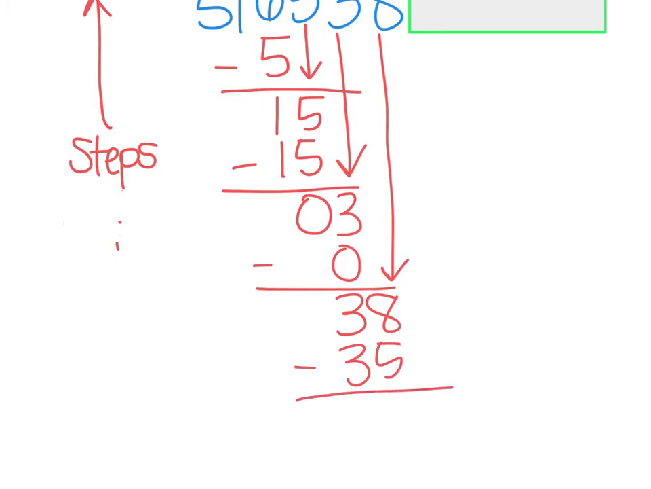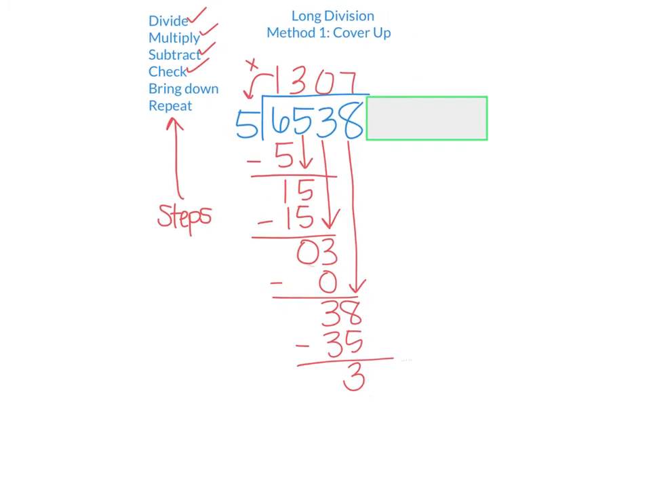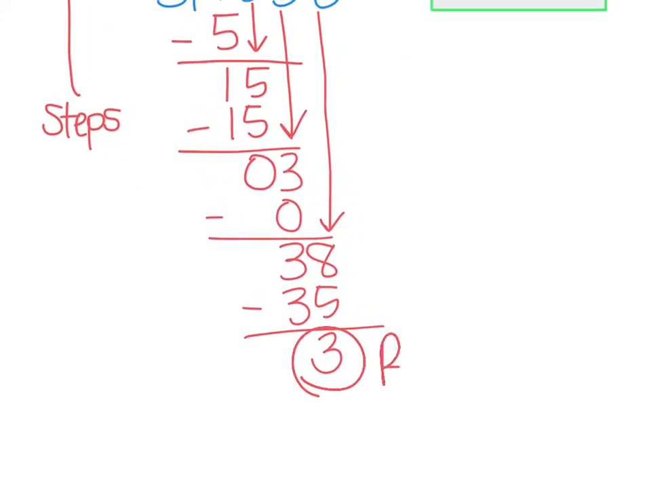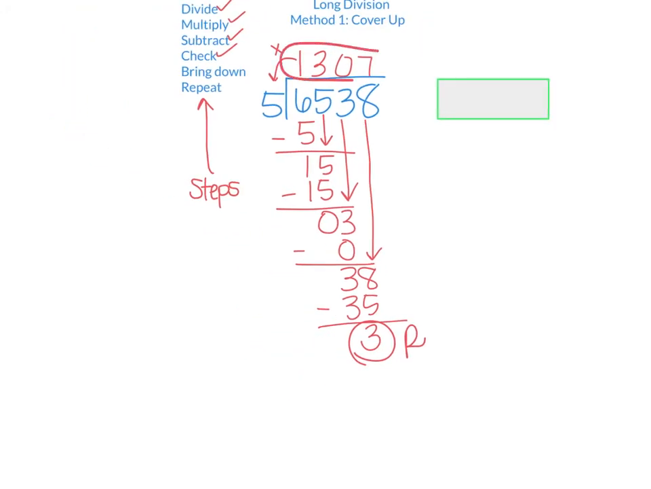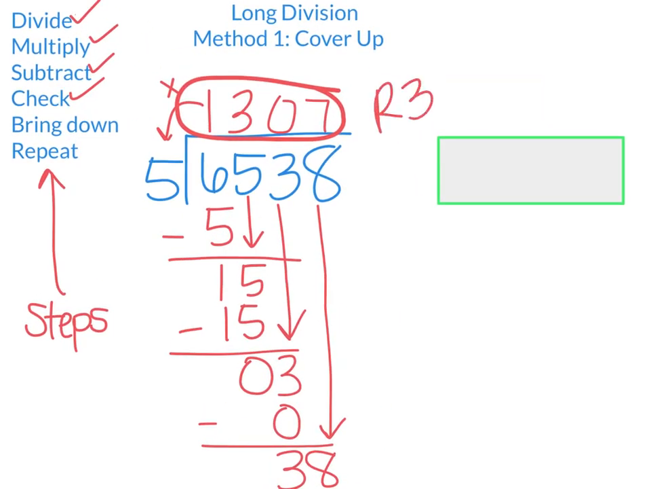After I multiply, I subtract. Now my next step would be to check, make sure my 3 is smaller than my 5, and it is. My next step would be to bring down, but since I have nothing left to bring down, I am done. So this 3 down here serves as my remainder, and this answer up here at the top, my 1,307, that's my answer with a remainder of 3.